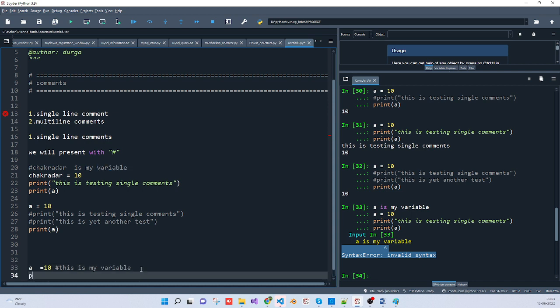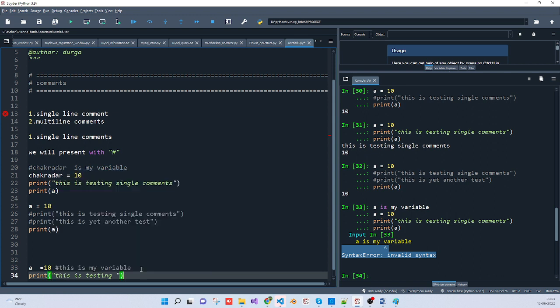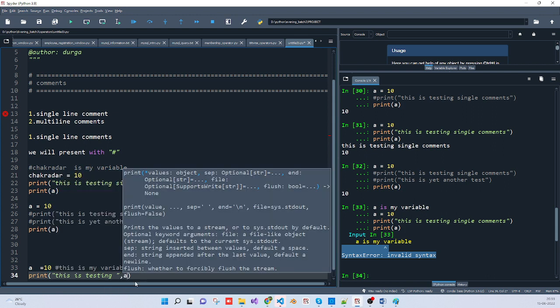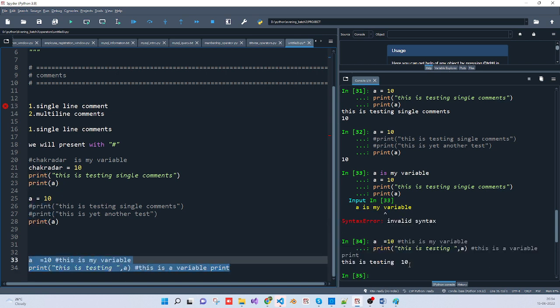Now observe the output. Print, this is testing, comma a. After this also I am writing a comment, this is a variable. Now observe the output. It will not do any other action. Why did print come? Where is it print?